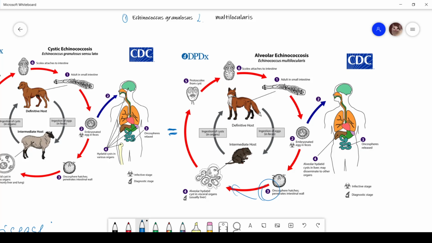And we get infected when we eat eggs, and we get a metastasis or dissemination to other organs, for example, to the brain, to the heart, to the bone, and this Echinococcus multilocularis can start secondary Echinococcosis.